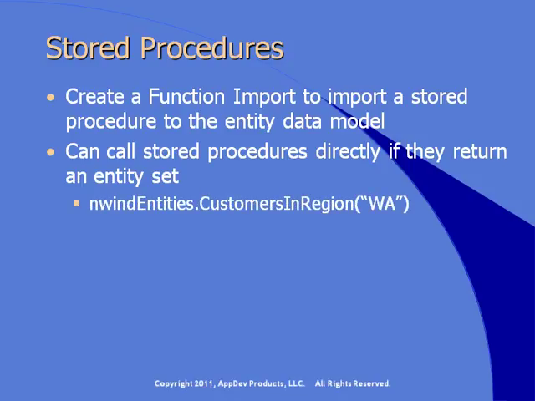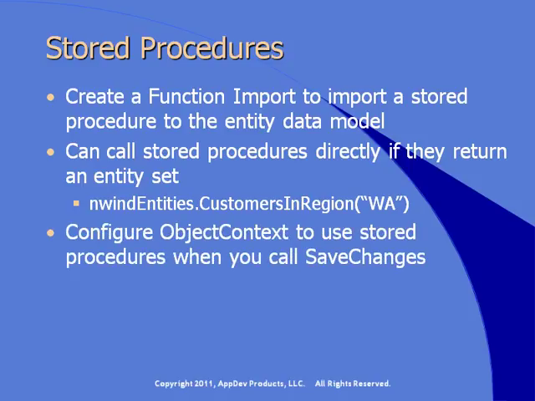So for example, we'll see a stored procedure in the Northwind database called CustomersInRegion. And that takes as an argument a region, and it returns a collection of customers. So since it returns an entity set, we'll be able to call it as a method of the object context. And in addition, we can configure the object context to use stored procedures when you call SaveChanges. So in the previous demo, we saw sending insert, update, and delete statements. We can use stored procedures instead. So let's go see how to import stored procedures to the entity data model and then use them.